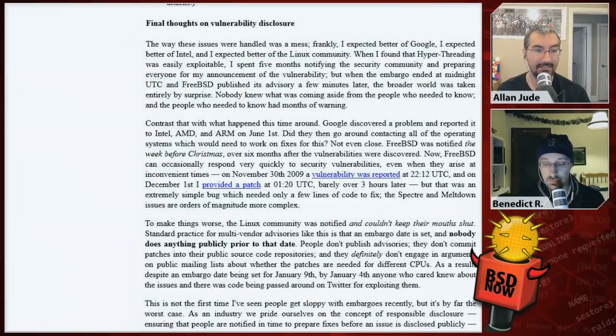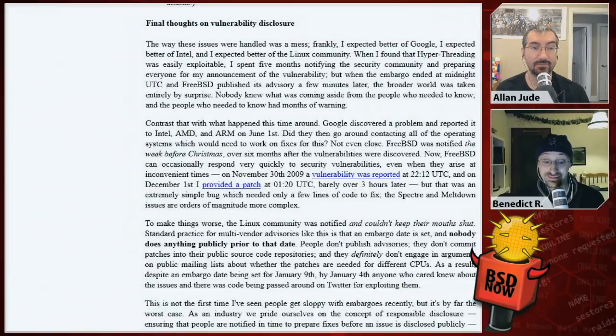For example, Colin has one example where in 2009, a vulnerability was reported on November 30th at 22:12, and Colin had it patched on December 1st at 01:20, which is only about 3 hours later. But that was an extremely simple fix, which needed only a few lines of code, whereas Spectre Meltdown issues are rather a bit larger.